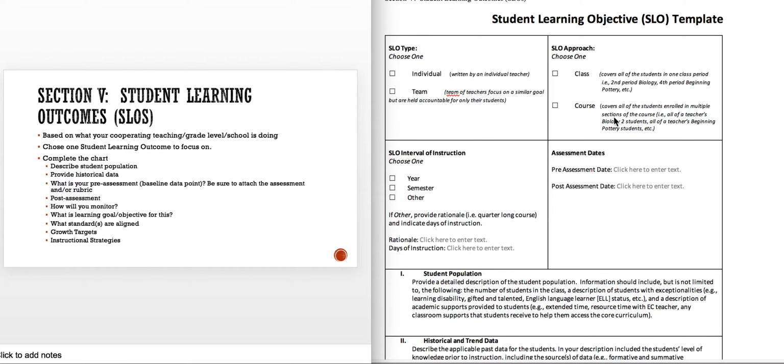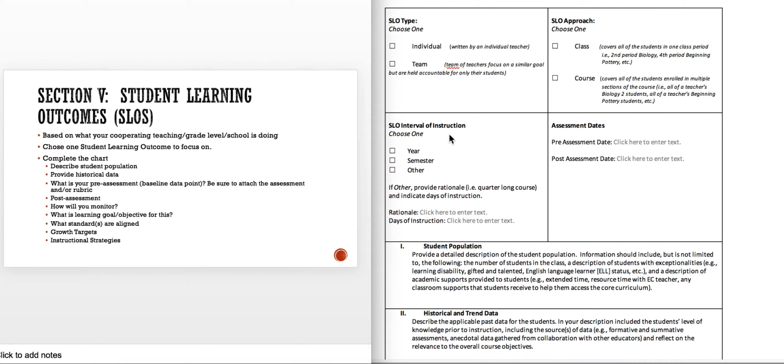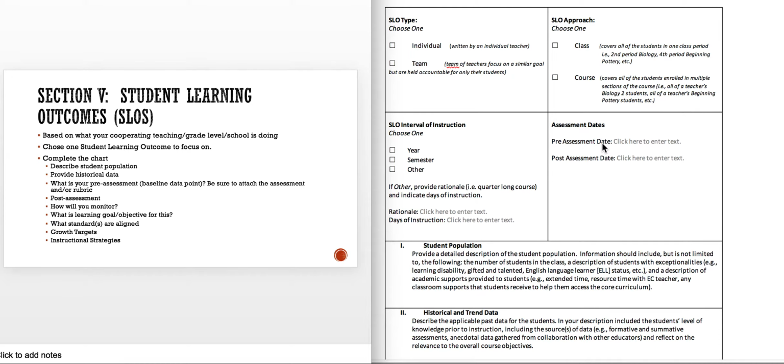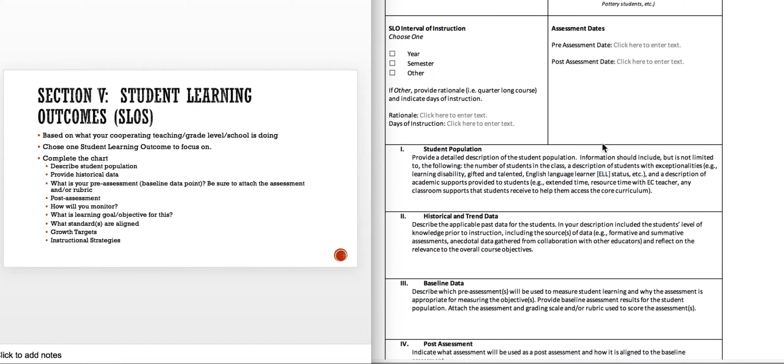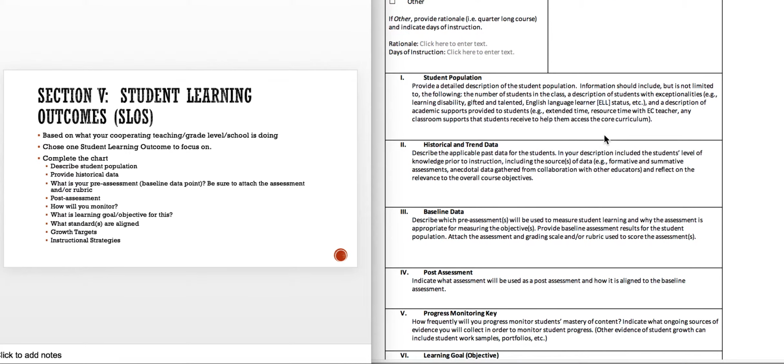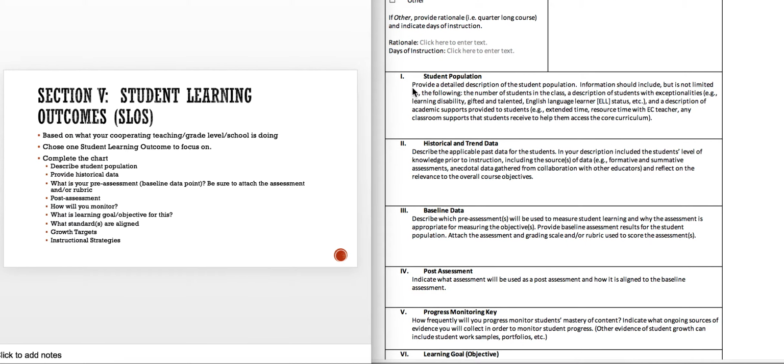Once again, is it by class or is it by course? Over on the chart, you're going to say, is this a semester long, year long, or a quarter long student learning outcome goal? Then you're going to want to have, when are you doing your pre-assessment and post-assessments for the student learning outcome? So when are you going to test where they are and then how far they've come? The next couple sections of this chart kind of repeat what you've already done, so this should be pretty easy. Your student population, you're going to go back to section 1 and kind of describe who your students are. So take that chart and put it into words.